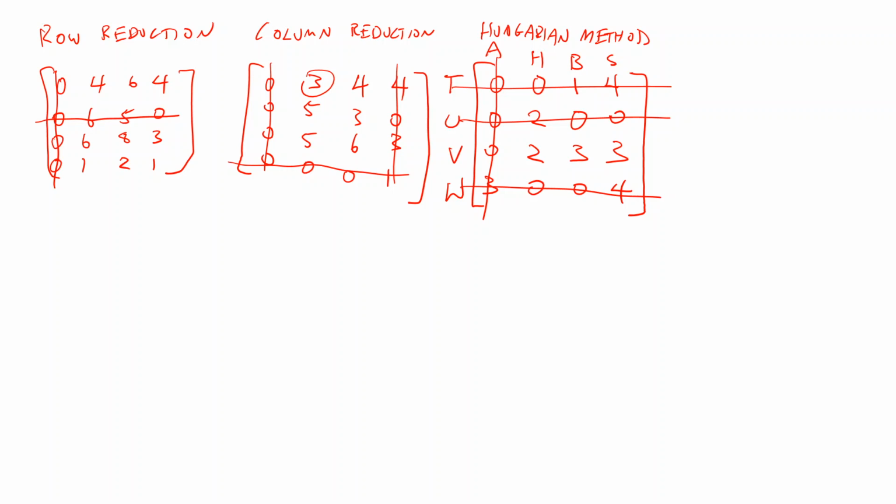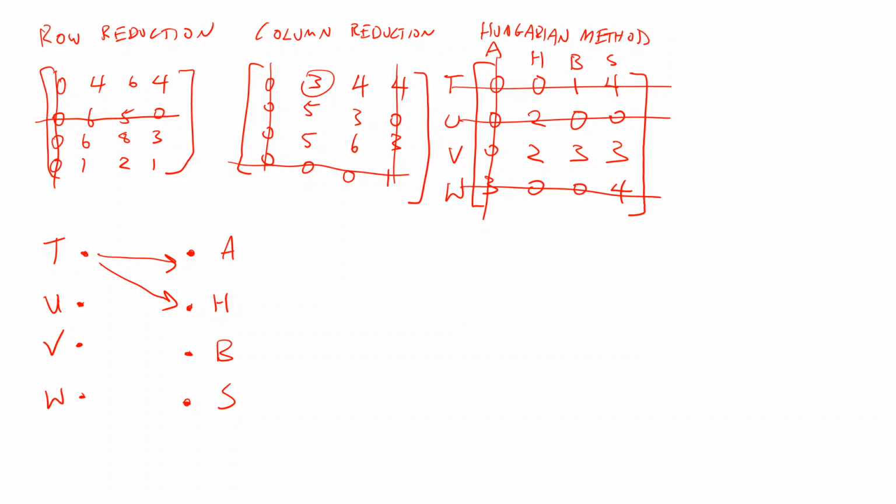Okay. So now we can go Tony, Ursula, Vincent. Sorry, my U looks a bit like a V. U and W, Wendy. And then appliances, houseware, bedding, and sound. Okay. So Tony can be assigned to appliances and also housewares.